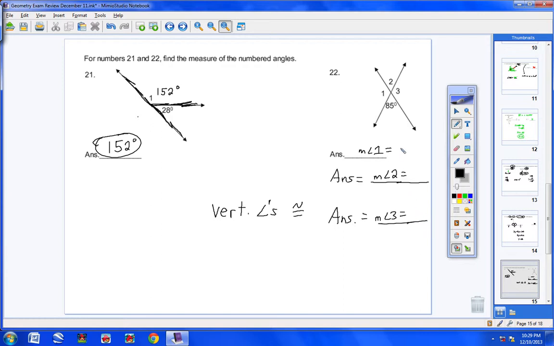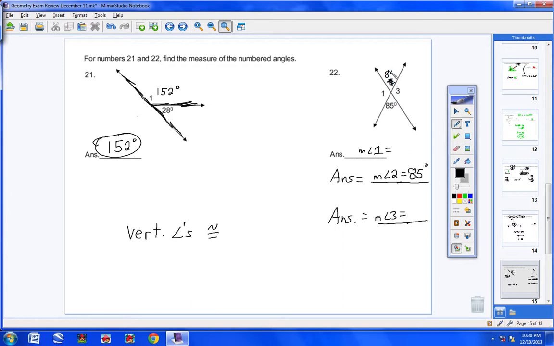Okay, well, I'm going to find angle 2 first, because I just pointed out to you that vertical angles are congruent. And so if vertical angles are congruent, then if this angle right here is 85 degrees, then angle 2 is also 85 degrees. So I'm going to go ahead and put 85 degrees right here for number 2.